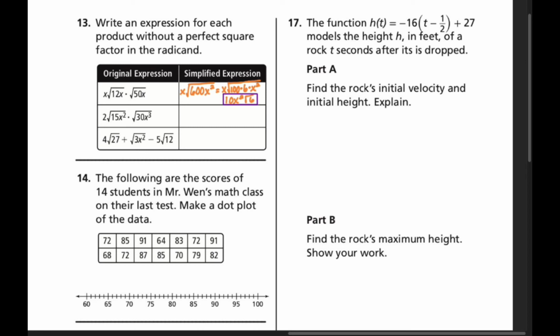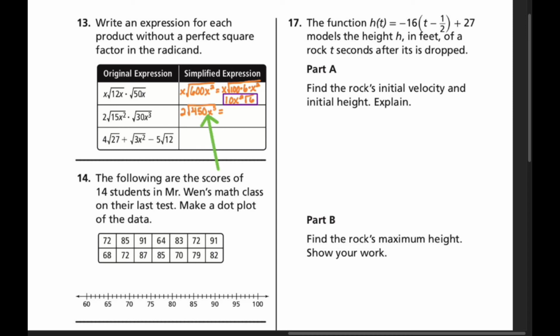Then the second one, you're going to multiply like things together again. But remember, with this one, you add the exponents. So x squared times x to the third would be x to the fifth. And remember, we have to figure out how many pairs you can make with x to the fifth. That would be two pairs with one left over. So it'll be x squared coming out, and an x will stay inside.